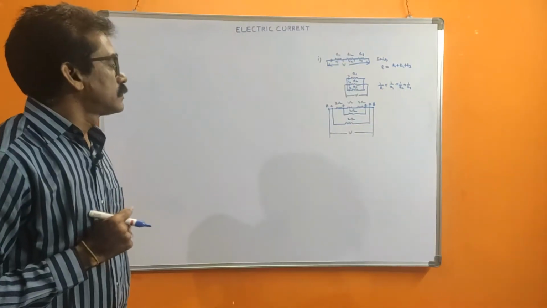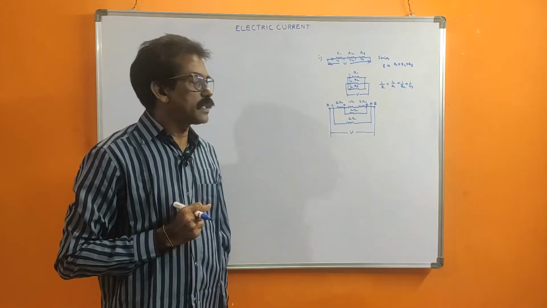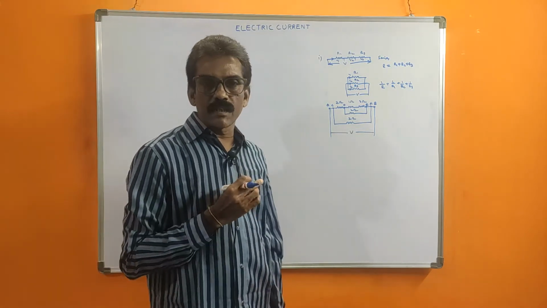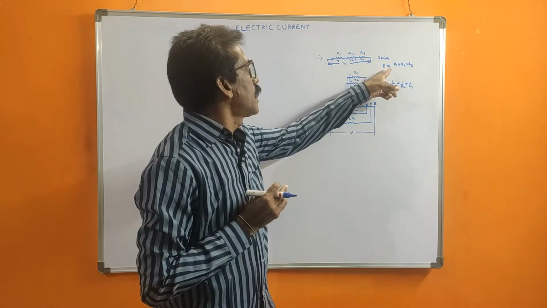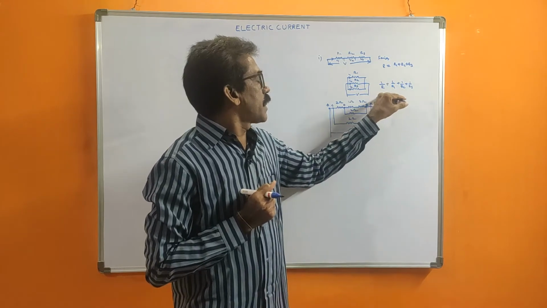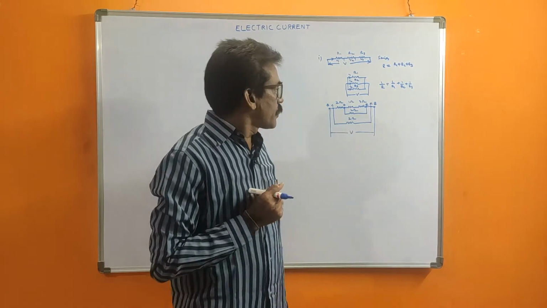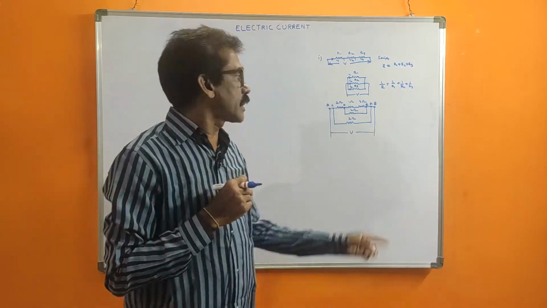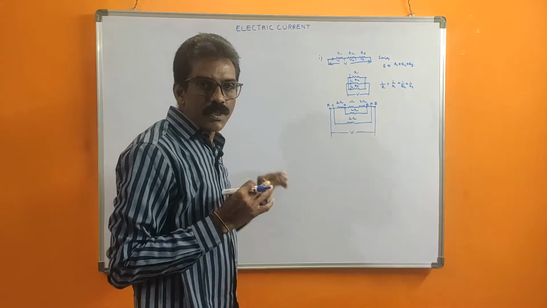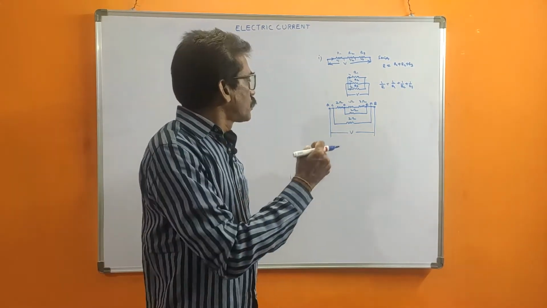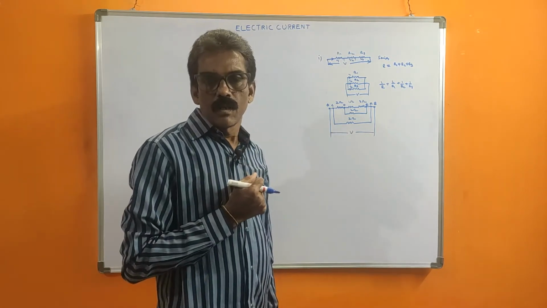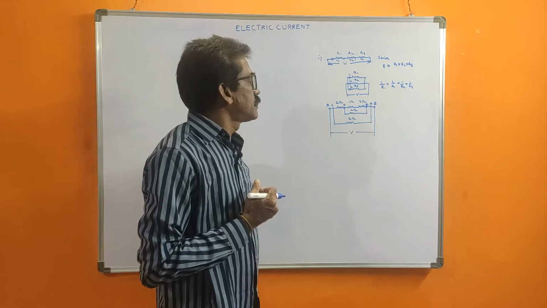Now, how to calculate the total resistance? We know when resistors are connected in series, we use this formula: R1 plus R2 plus R3, as many as are connected. When connected in parallel, 1 by R is equal to 1 by R1 plus 1 by R2 plus 1 by R3, like that. Now, by seeing this, we should first reduce the total diagram step by step to some effective resistances.